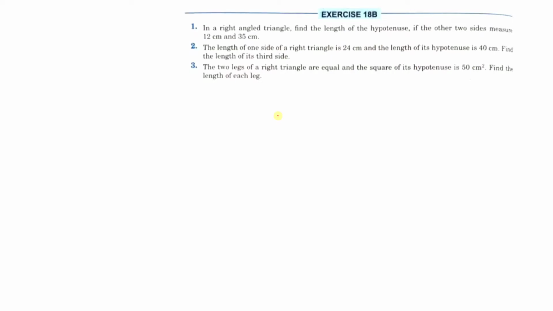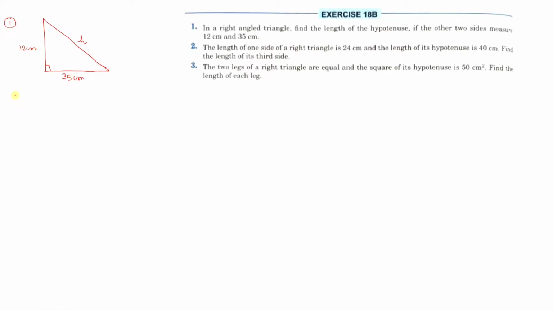In number 1, it is said that in a right angle triangle, find the length of hypotenuse if the other two sides measure 12 centimeter and 35 centimeter. In every sum, you have to draw the diagram, draw a right angle triangle, and find the hypotenuse. The other two sides are given as 12 centimeter and 35 centimeter. You can take this one as 35 and this one as 12 also, it's up to you.